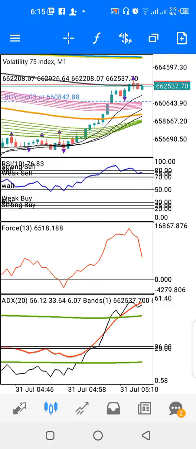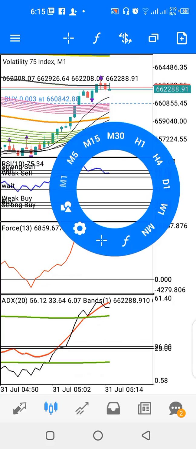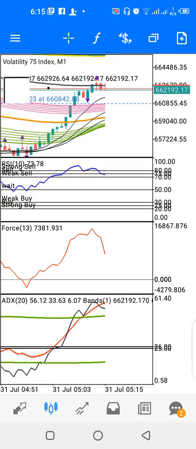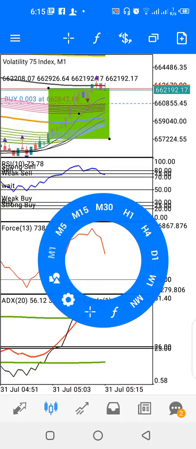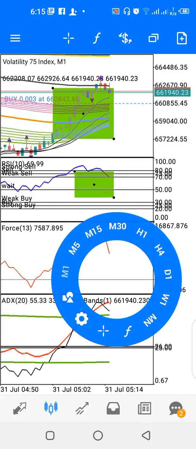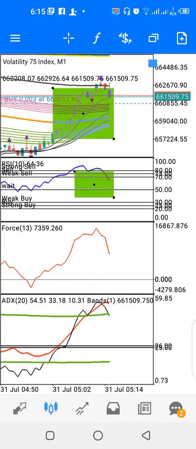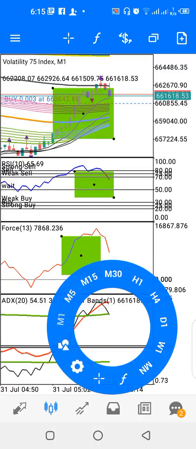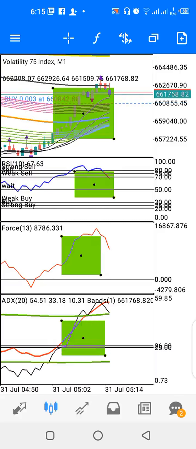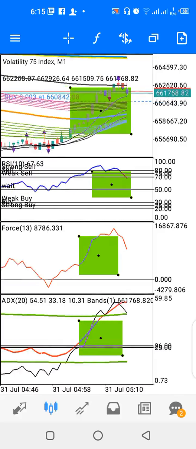Now I have four windows. The first window is my main chart. Then this is indicator window 1, this is indicator window 2, and this is indicator window 3. So how does this strategy work?